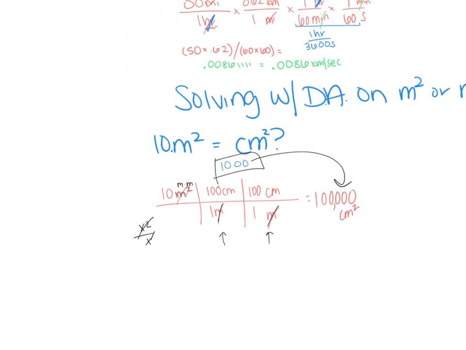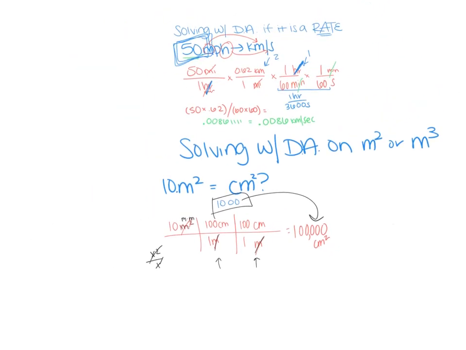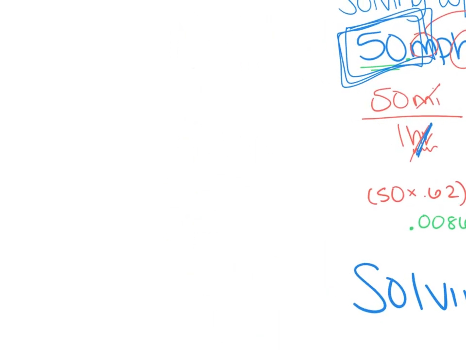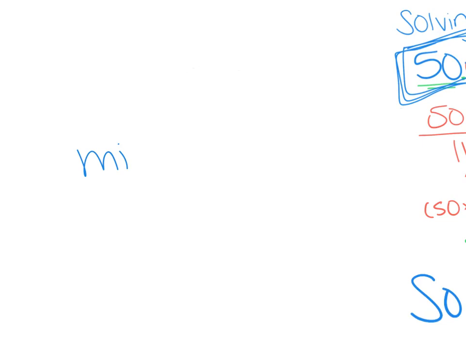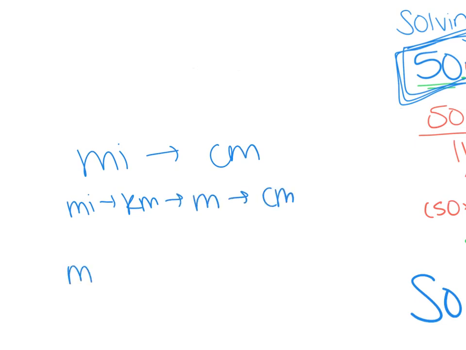I will point out one thing. There is a couple problems on the worksheet for today that when you do your calculation, say I have miles and I want to go to centimeters, I could go miles to kilometers and then meters to centimeters, or I could go miles to feet, feet to inches, inches to centimeters, right? Do you agree? I start and end with the same thing. It doesn't matter.